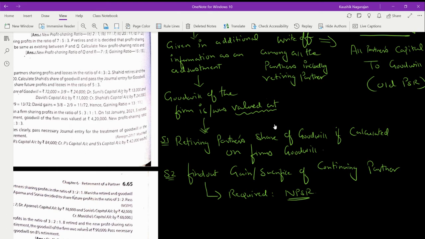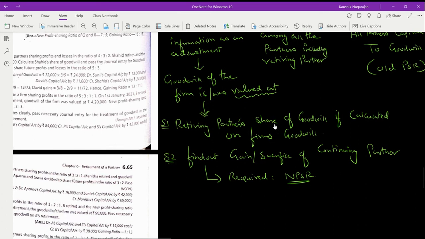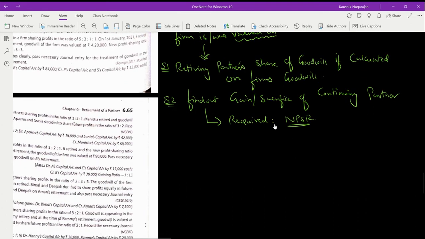For NPSR calculations, we have already discussed in our previous videos the two different types: simple or normal case, as well as special cases, and we will have our NPSR or PSR in pure form or in fractions, and we have discussed how to resolve those issues. So please remember, to find out the gain or sacrifice, you must require the NPSR. Without NPSR, gain or sacrifice can't be determined.